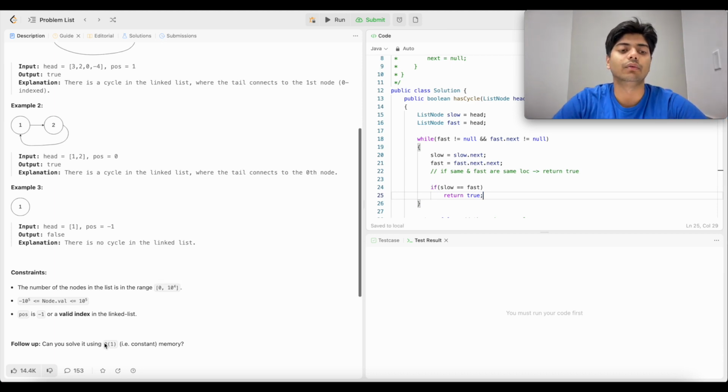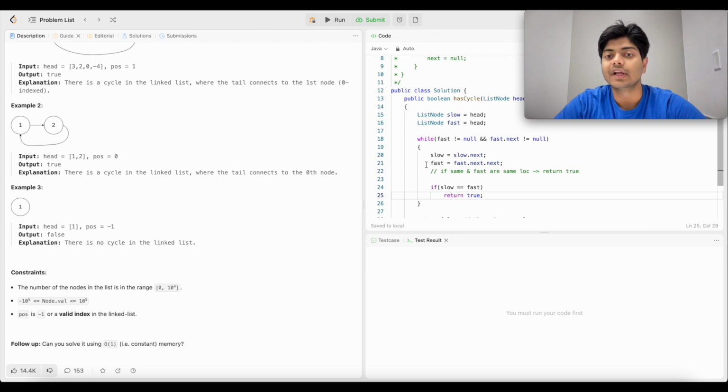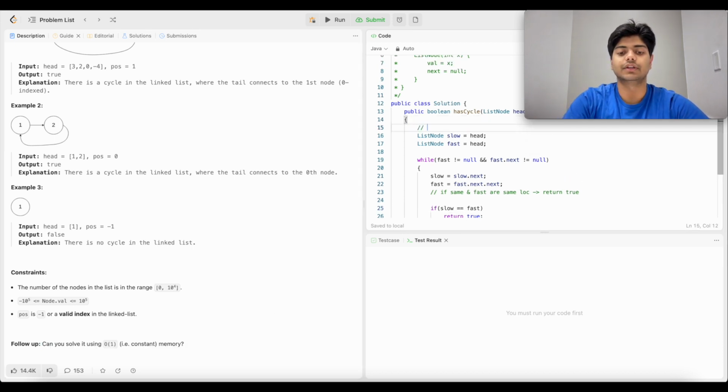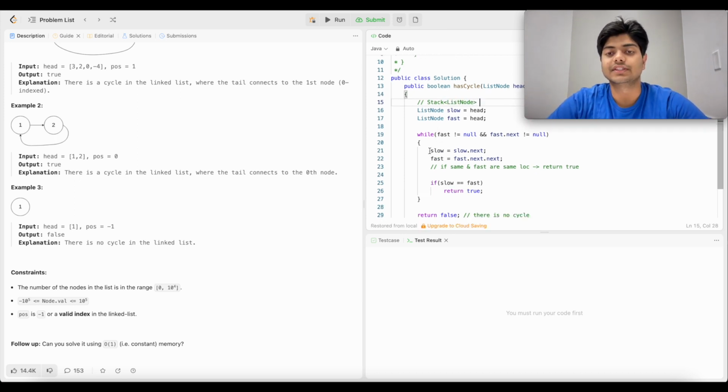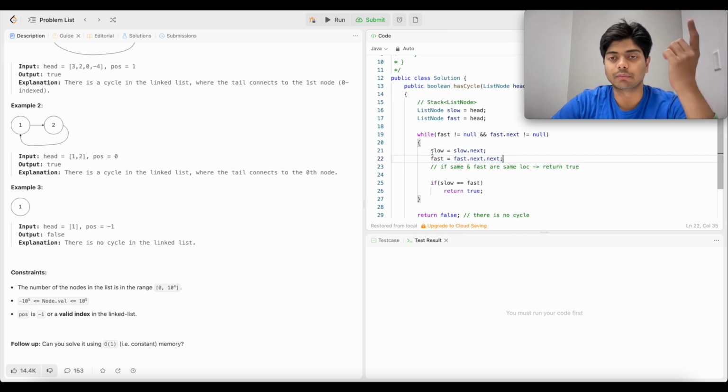And this is O(1) memory, right? Because that's what the follow-up is: can you do it in O(1) memory? We could, however, again, like I mentioned, do this with a stack and hold these list nodes every time as we visit them. It would be the same thing. We'd have one pointer and we'd keep moving and we'd add it to the stack.